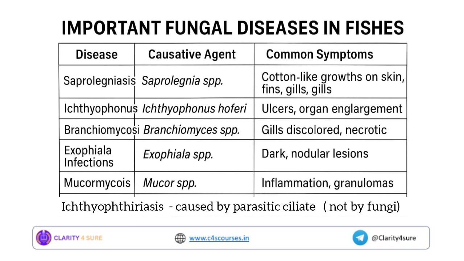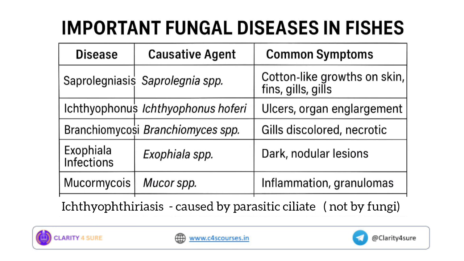Ichthyophoniasis. The causative agent is Ichthyophonus hofferi. This is a systemic fungal disease, meaning it spreads throughout the internal organs of the fish. It is caused by Ichthyophonus hofferi, which forms large granulomas or abscesses in internal organs like the kidney, spleen, liver and heart. Externally, the fish may show ulcers or appear emaciated.